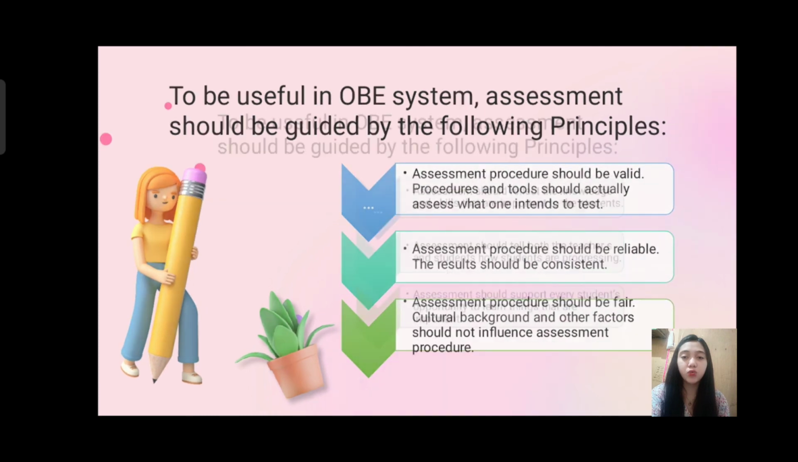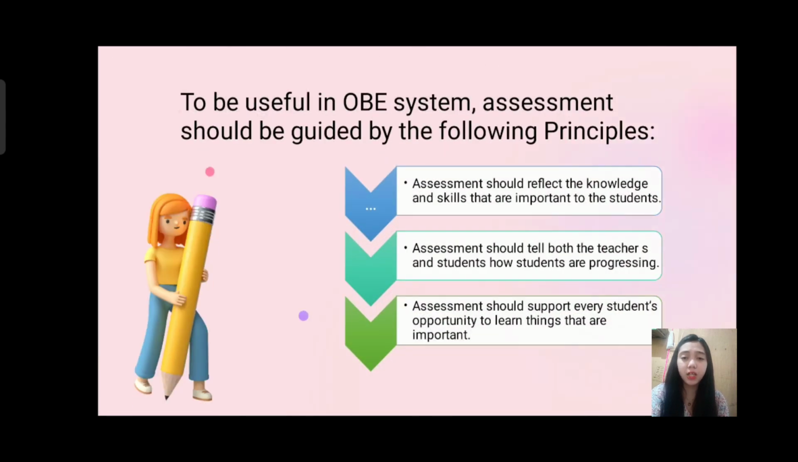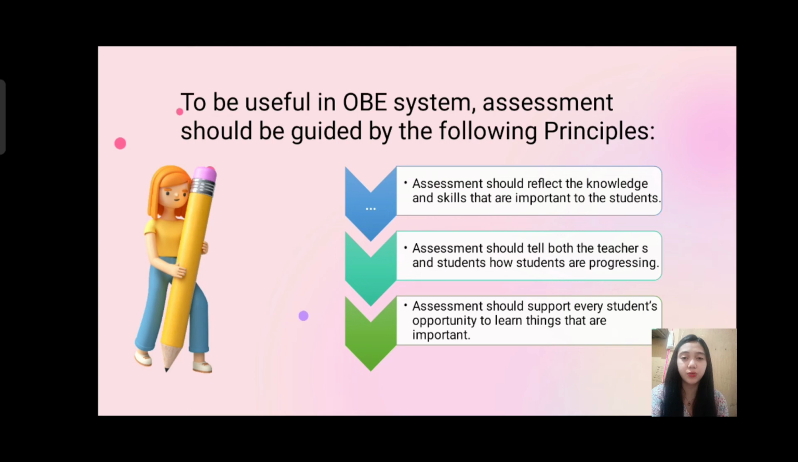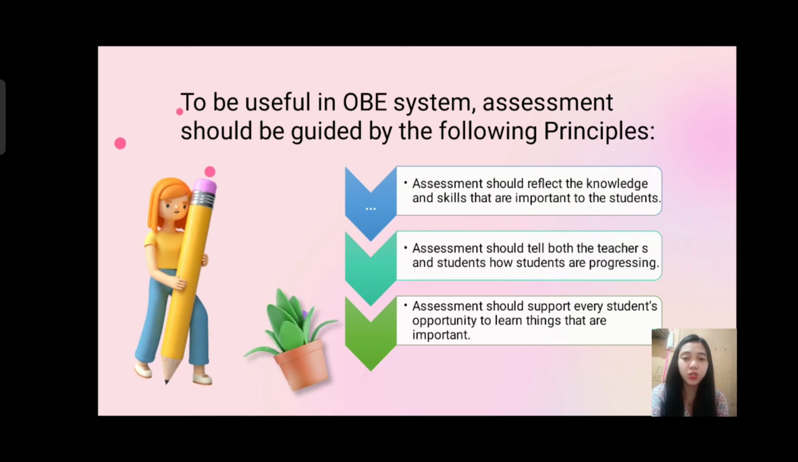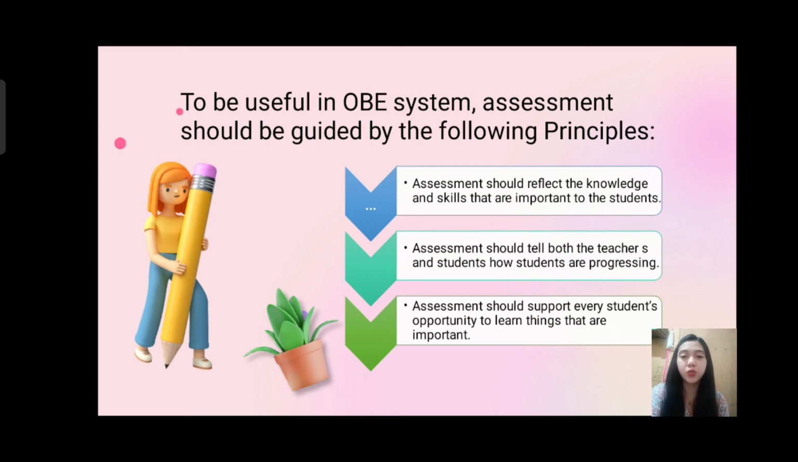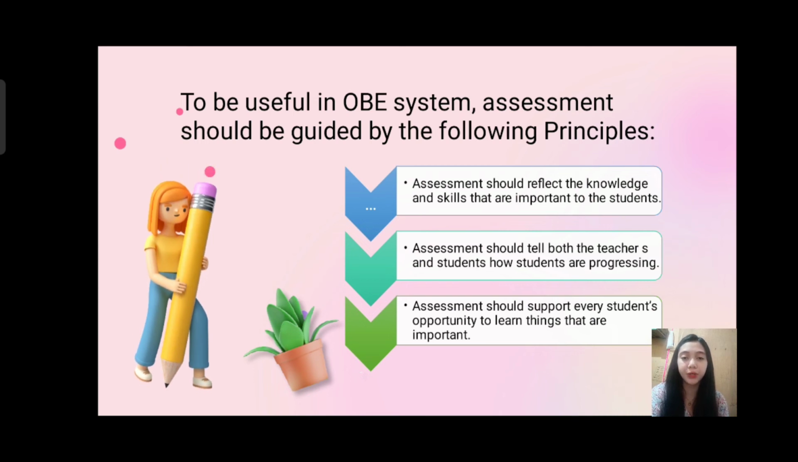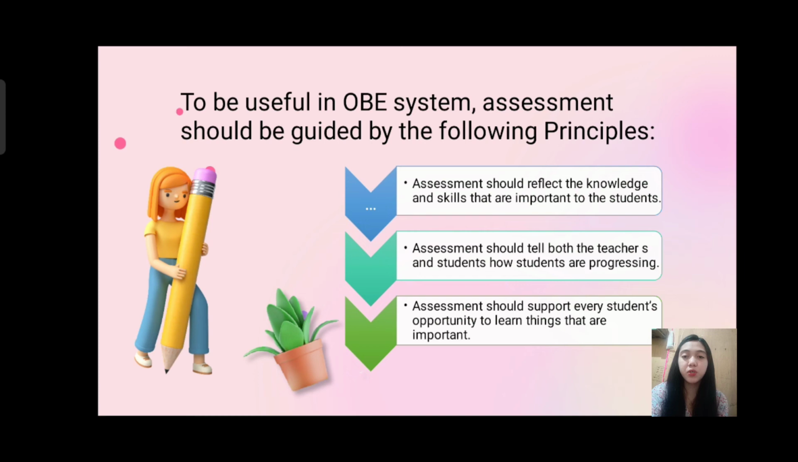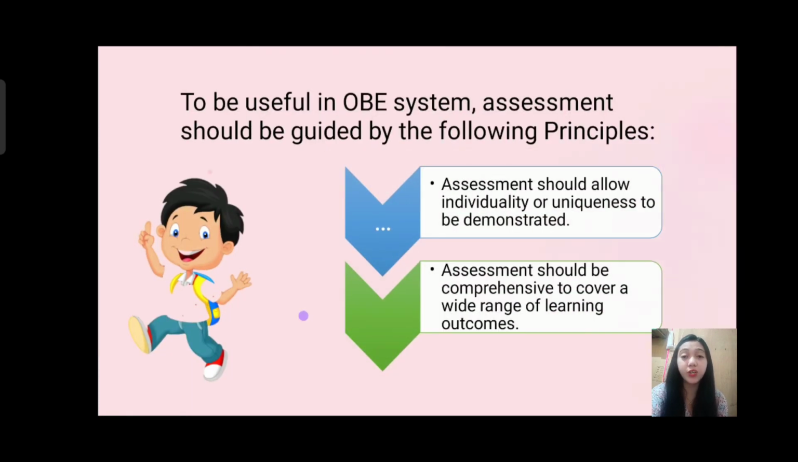Next, assessment should reflect the knowledge and skills that are important to the students. Next, assessment should tell both the teachers and students how students are progressing. Next, assessment should support every student's opportunity to learn things that are important. Next, assessment should allow individuality or uniqueness to be demonstrated. And the last one is assessment should be comprehensive to cover a wide range of learning outcomes.